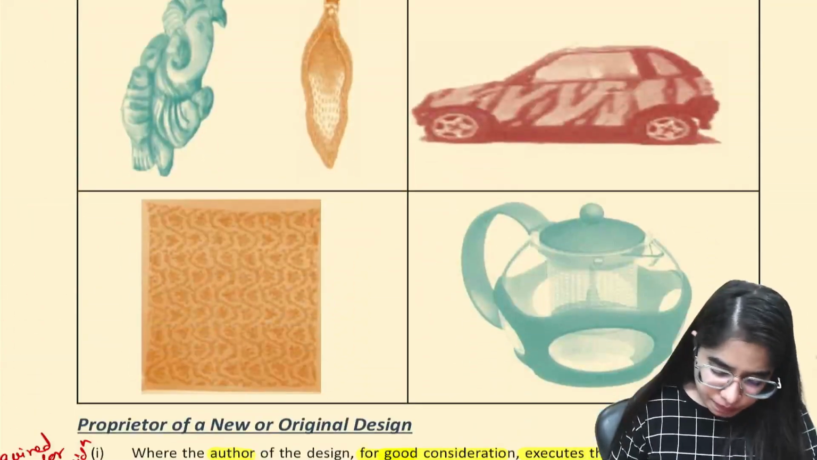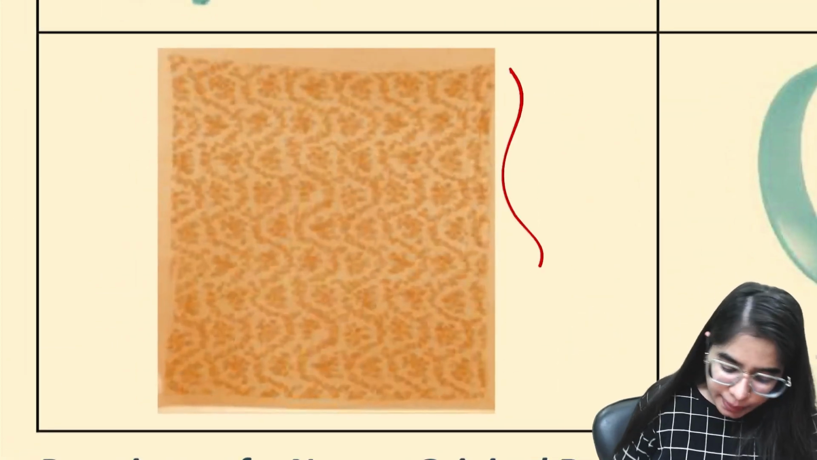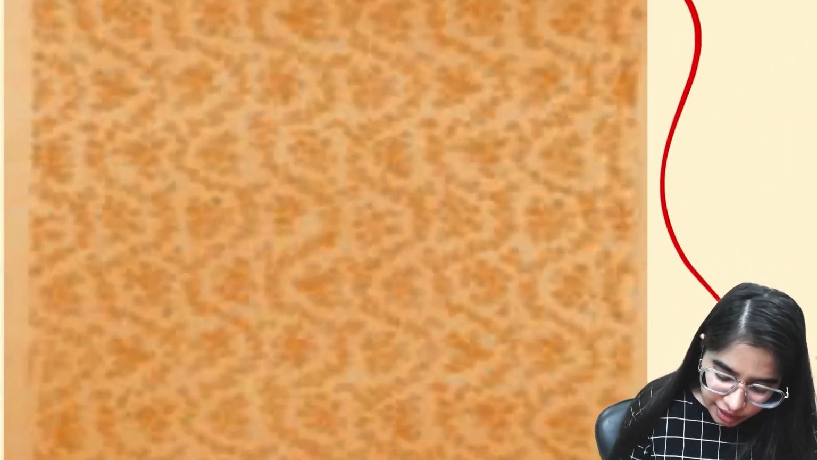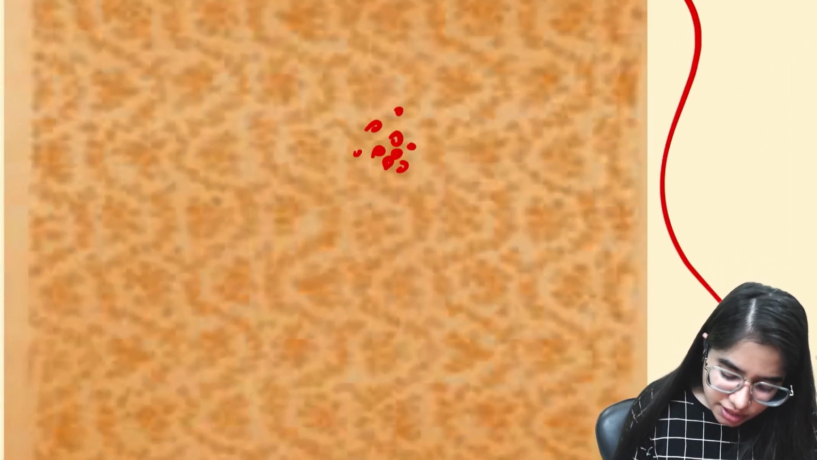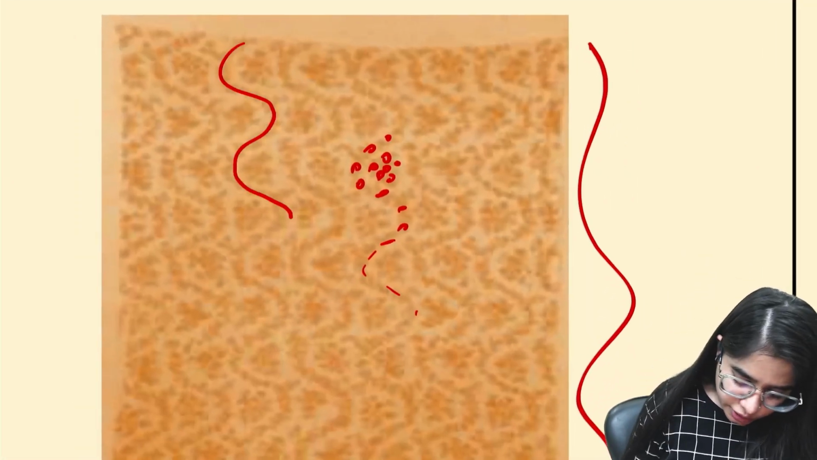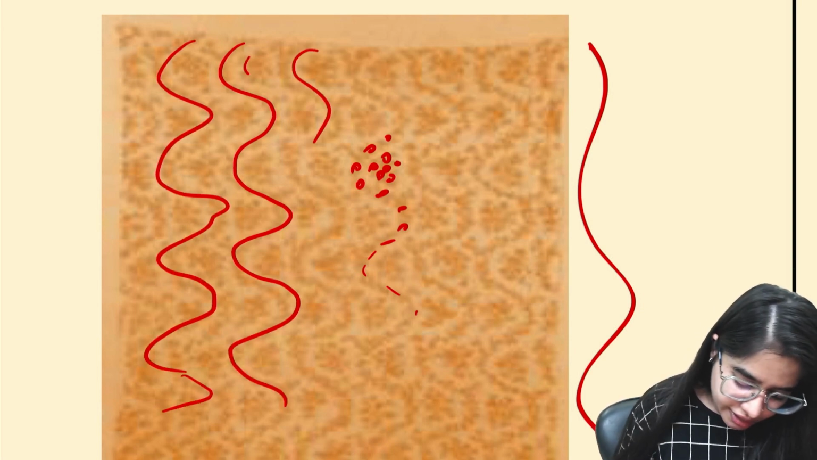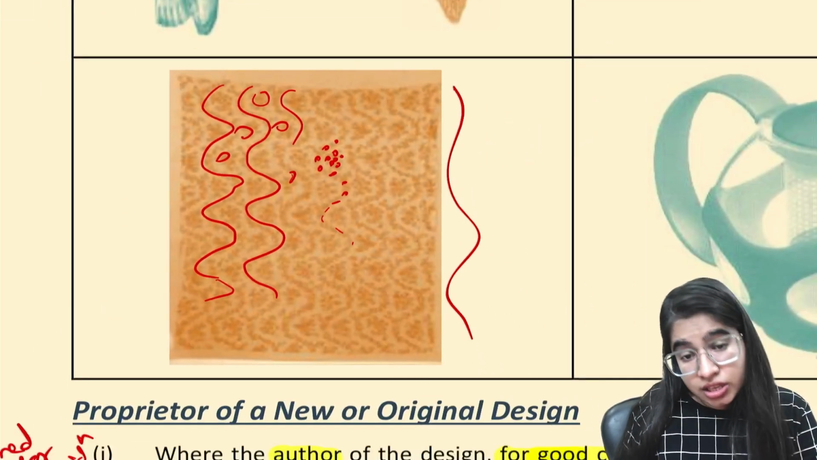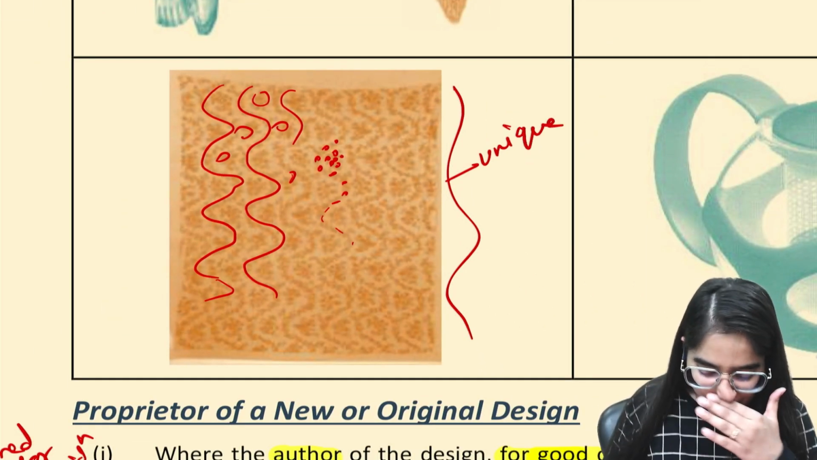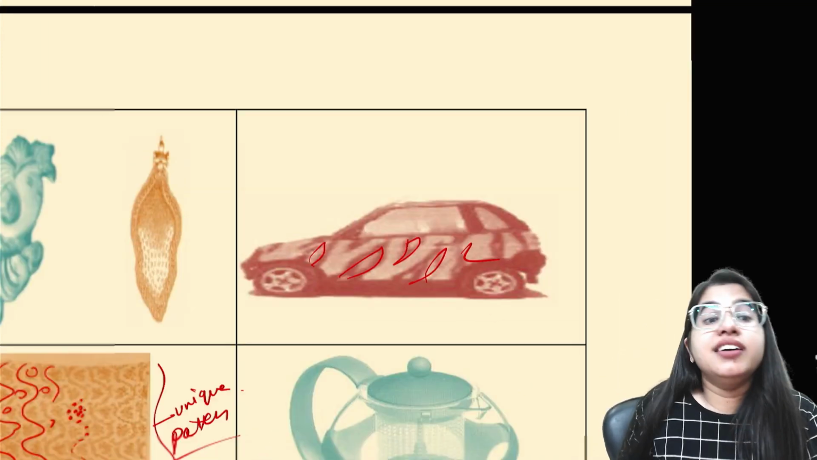Pattern, for example this pattern of a blanket. Let's say you made a blanket and you made this kind of pattern, like this kind of flower, and this kind of design, whatever design. Can you see this design? It might be visible in your book. This kind of design is there, like a snake, and inside there are flowers. So you made this unique pattern. This pattern you can also register as a design. This car body you made, this also you can register as a design.